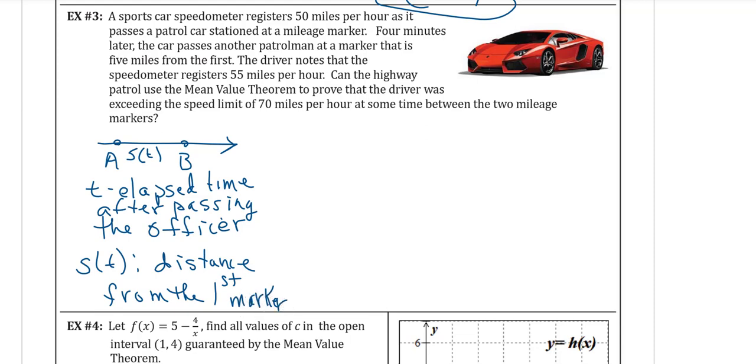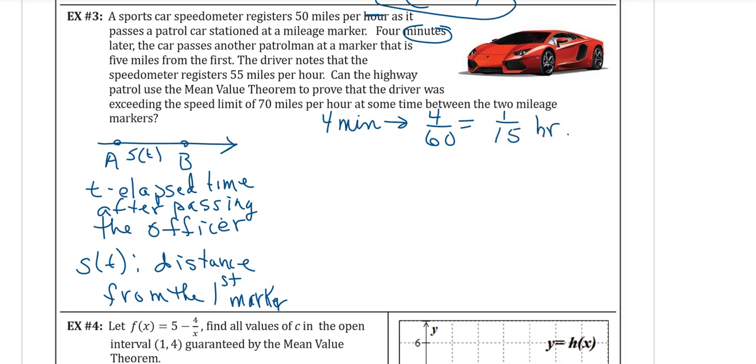So the other thing we want to notice is that our speed is in miles per hour, but our time that was given is in minutes. So we've got to change 4 minutes into an hour. 4 minutes becomes 4 over 60, which becomes 1 over 15. So 1/15 of an hour.